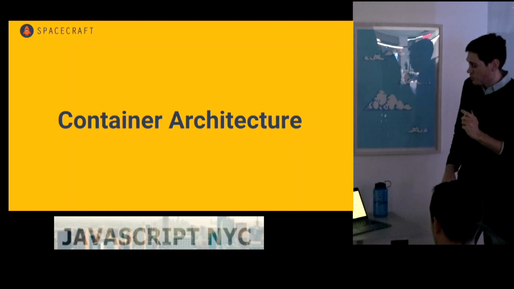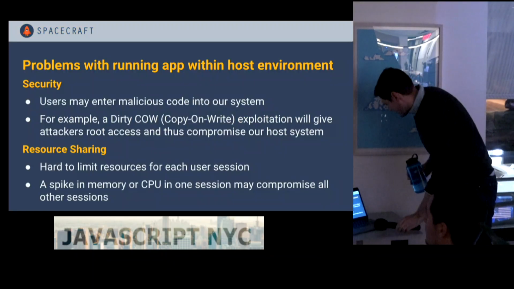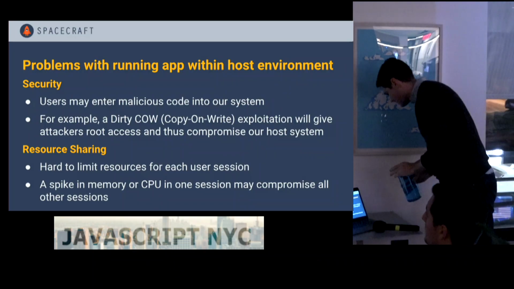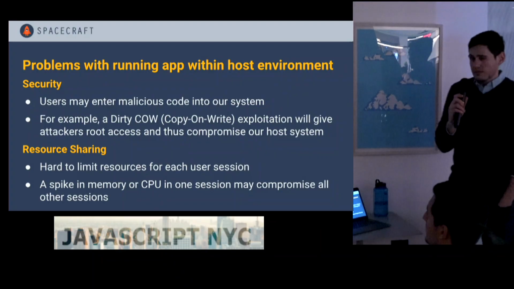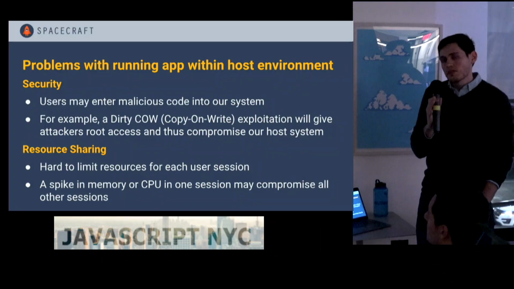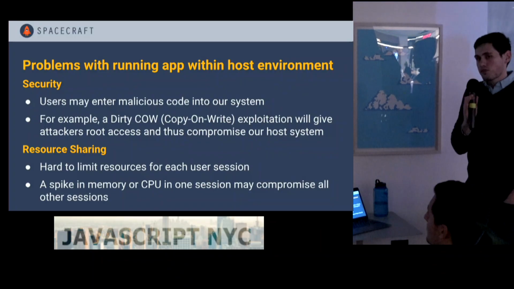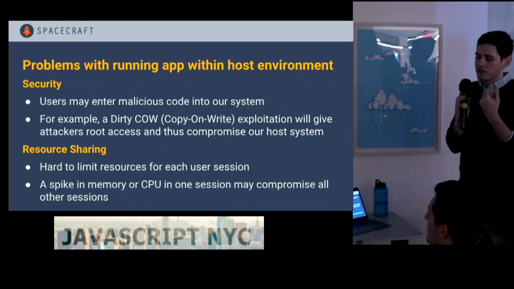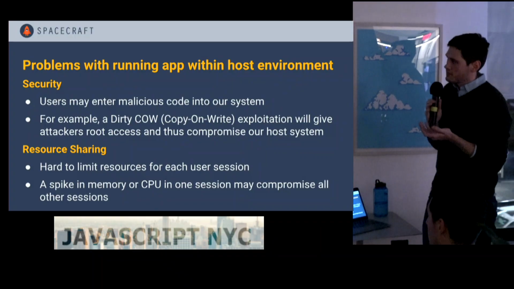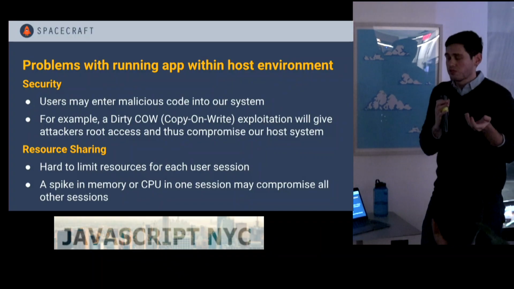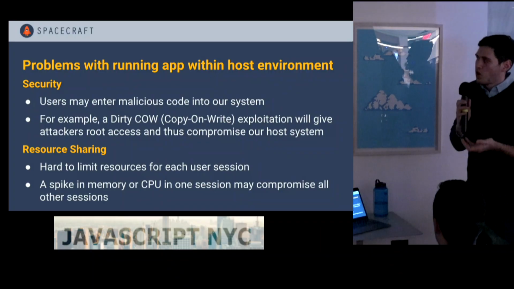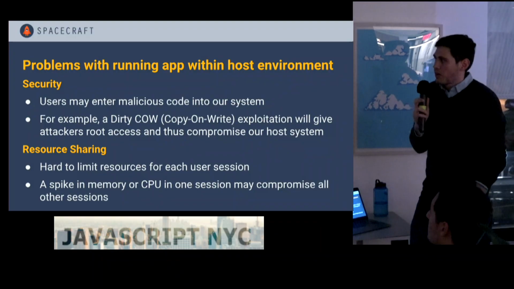So now we get to our container architecture. We have some problems to face when we're running our app within our host environment. It's something that I said briefly before, which is we have this terminal that we're providing, and users can send code through it to our application server, but it's directly connected to our backend. And so there's the chance that a user can enter malicious code. It can be as simple as rm -rf, delete your entire file directory, or it could be something even worse. So we have to figure out how to handle that.